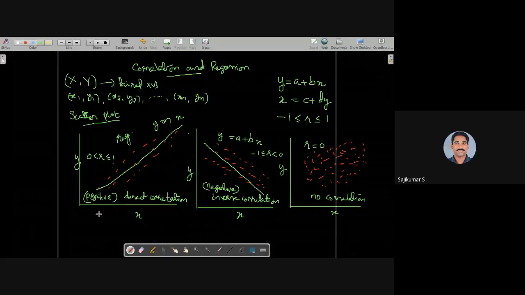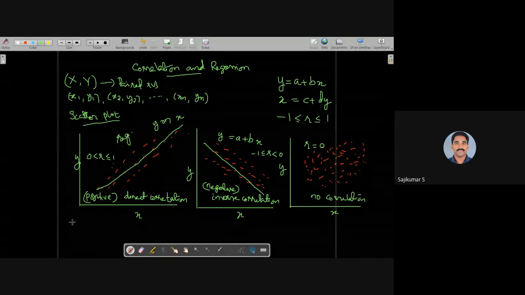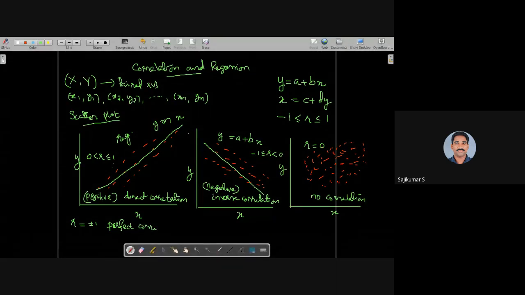When r is equal to plus or minus 1, we say that there is a perfect correlation. Perfect correlation means all the scatter plot points are lying on an exact straight line. Next, we can see an example.